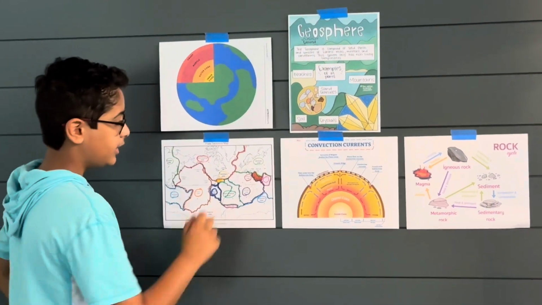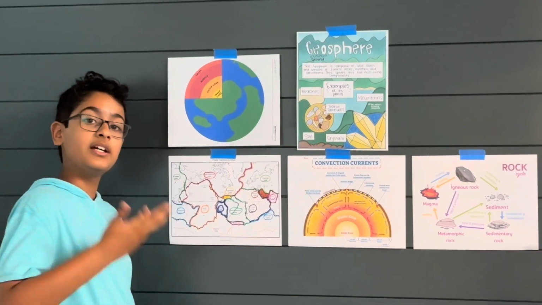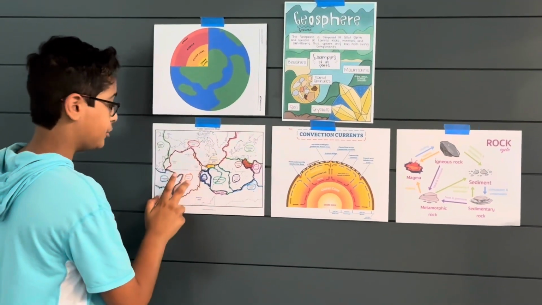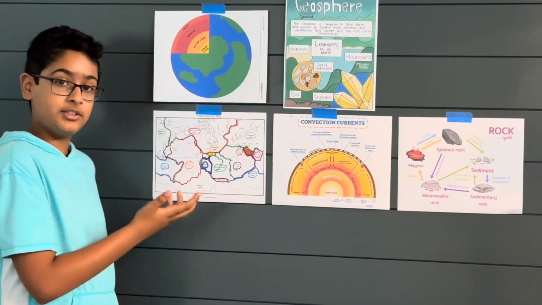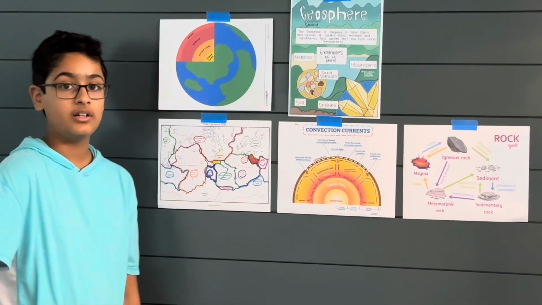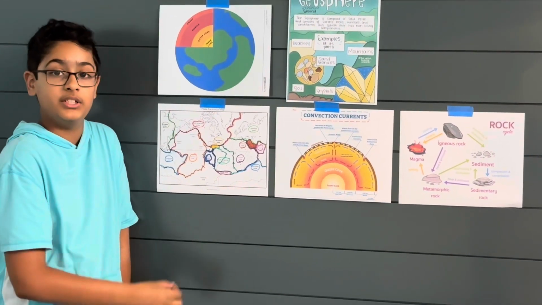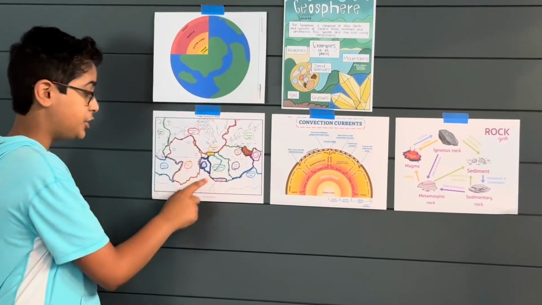For example, the Indian plate is crashing against the Eurasian plate, creating the Himalayas. While in the Pacific Ocean, there's a hot spot. This creates the beautiful islands that we know, Hawaii. And the Nazca and the South American plate creates the Andes mountain range in South America and in Chile.